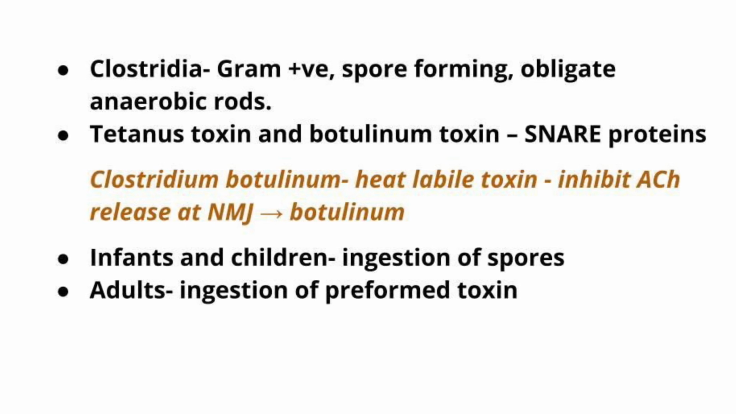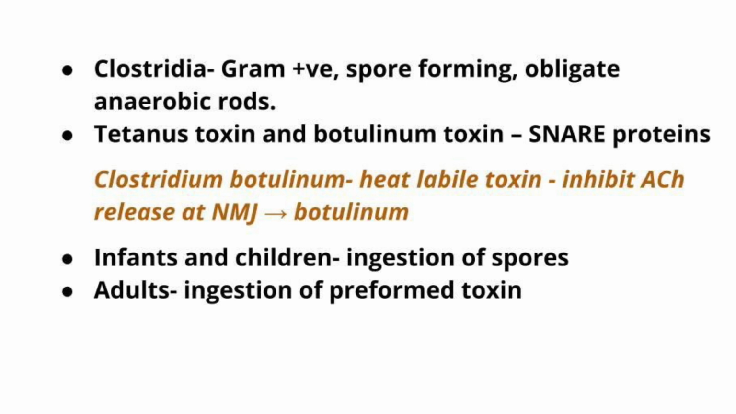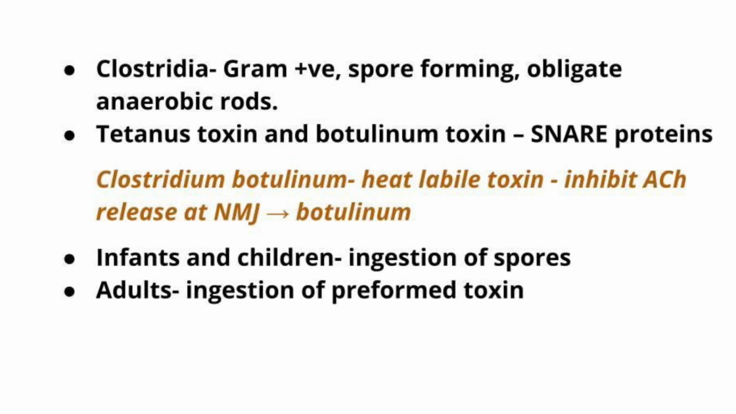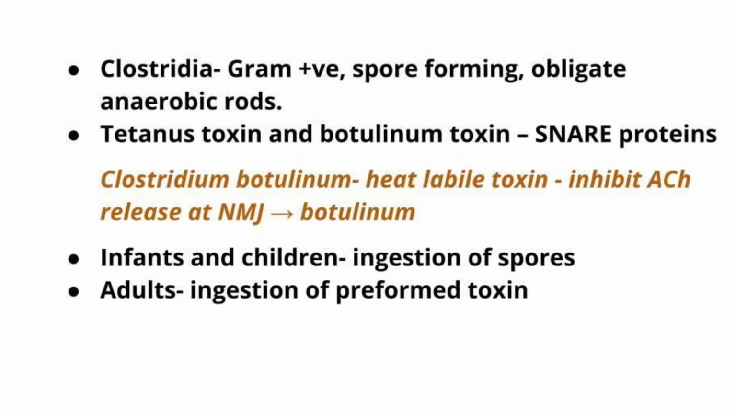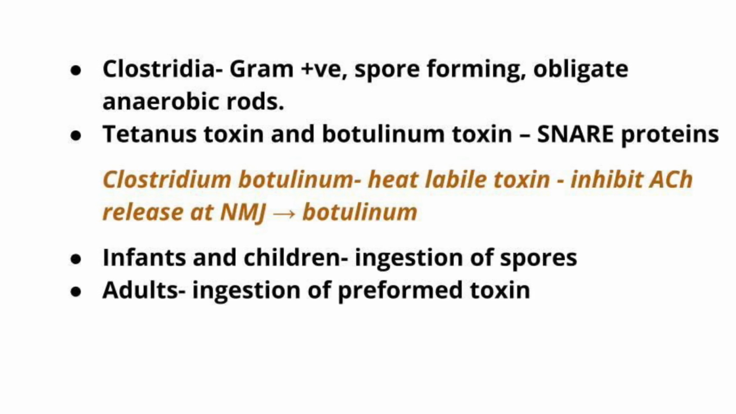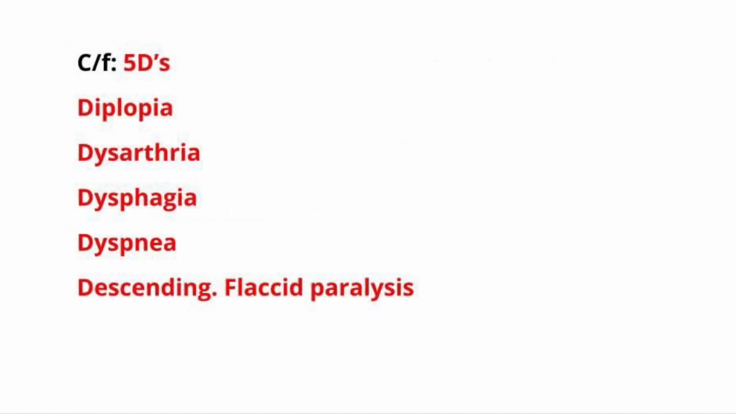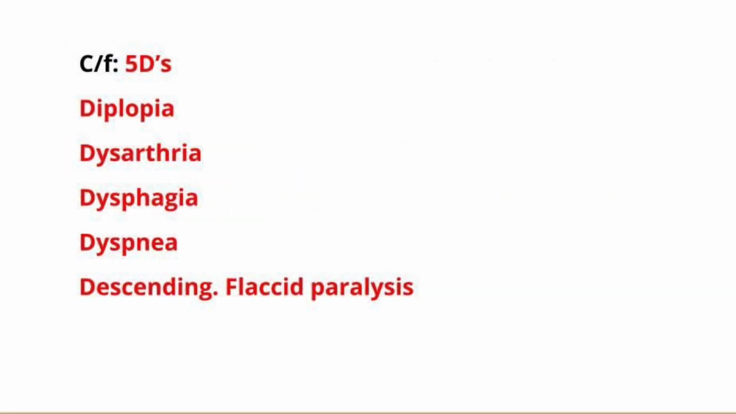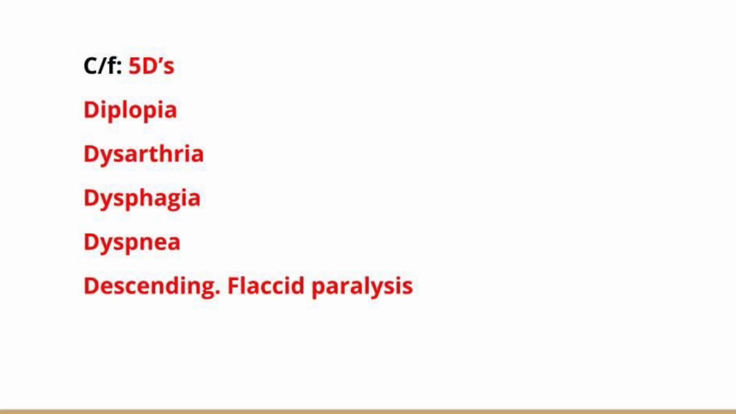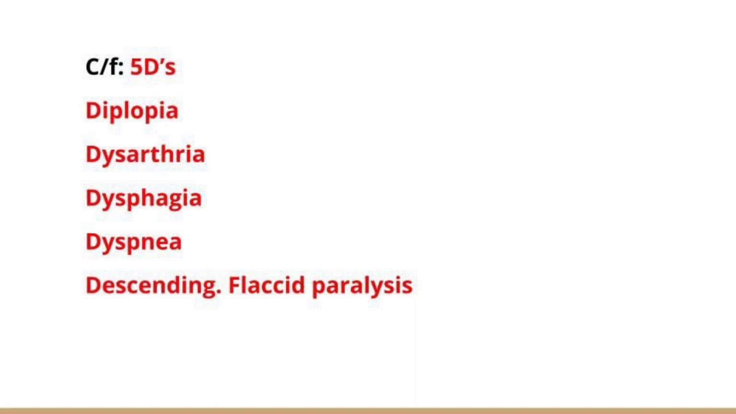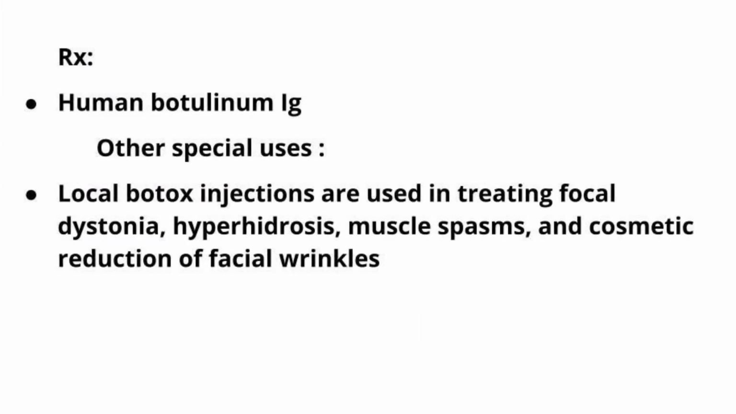In babies, the ingestion of spores present in honey leads to the disease called floppy baby syndrome, whereas in adults the disease is caused by ingestion of preformed toxin, which may be present most commonly in canned food. The clinical features of botulism can be remembered by 5 Ds. First is diplopia, and next dysarthria, dysphagia, dyspnea, and descending flaccid paralysis. The treatment is human botulinum immunoglobulin.